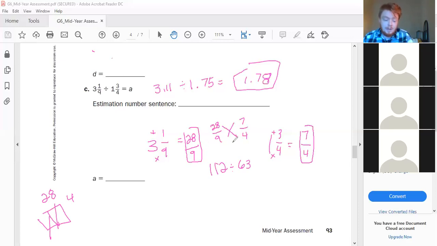And then we just divide. 112 divided by 63 gives us, look at that, 1.77, which is the same thing as that. Boom, Mr. Hughes did one right. Okay, equals 1.77. Hallelujah. Hallelujah. Okay. Let me erase that.